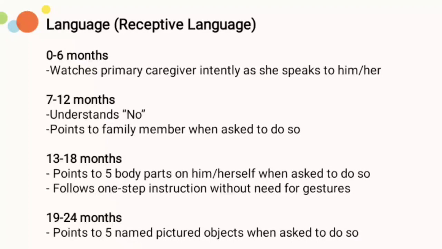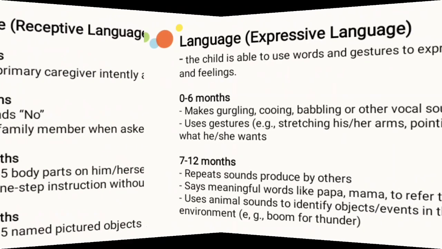They also will follow one-step instructions without need for gestures. In 19 to 24 months, they will learn how to point to 5 named picture objects when asked to do so.